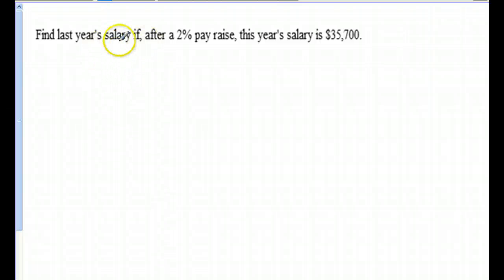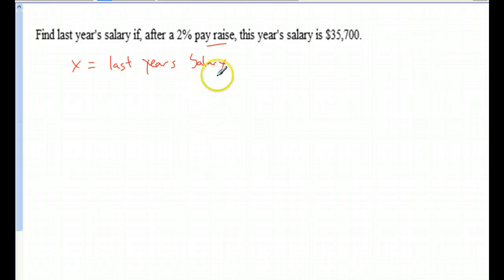Alright, so very similar. Find last year's salary if after a 2% pay raise we get this much this year. So again, this time we're going to let X be last year's salary. And you think about like what we've been doing. X is the unknown value. Well, we don't know last year's salary. So X is last year's salary. How do you get a new salary? You take your last year's salary and you add the raise.